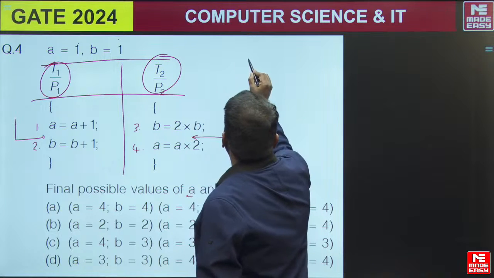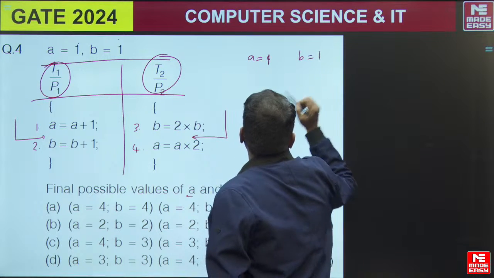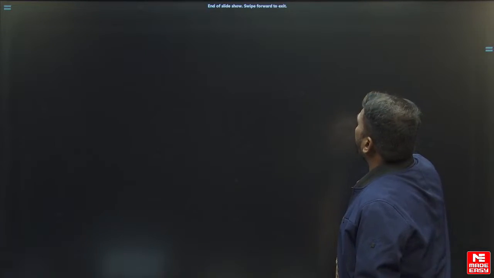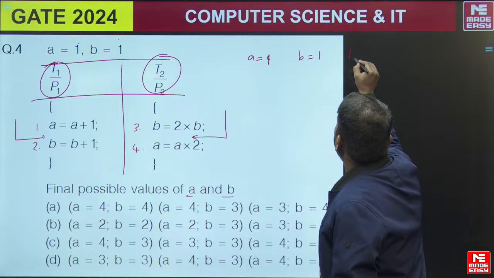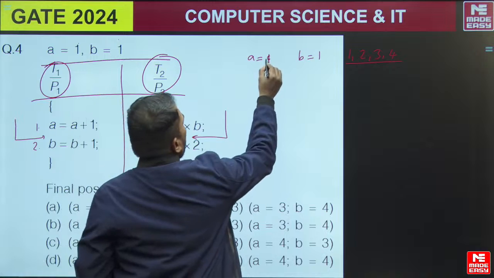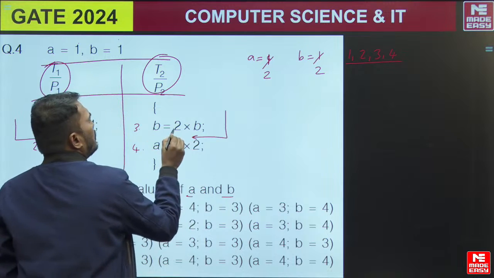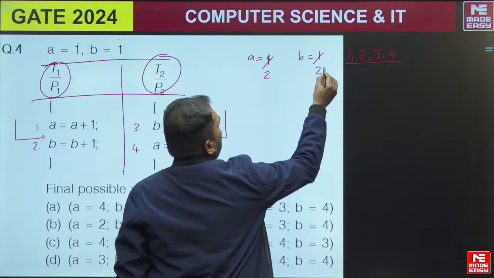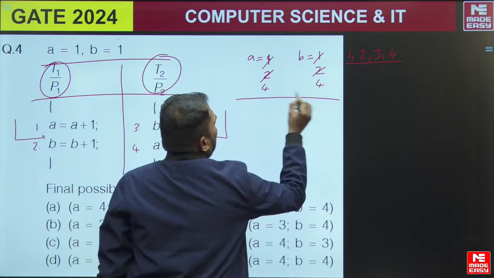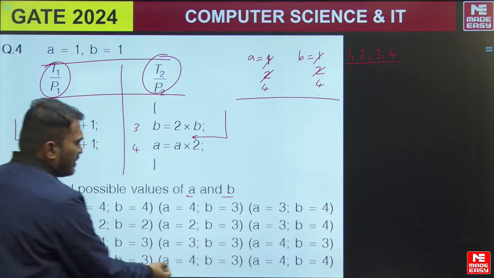Now you try all combinations. Let's say the initial value a equal to 1, b equal to 1. Now you try all possibilities. Say first 1, 2 and 3, 4, so I am executing in this order: 1, 2, 3, 4. If I execute in this order, a equal to a plus 1, so this becomes 2. b equal to b plus 1, so this will become 2. Next, b equal to 2 into b means 2 into 2, indirectly 4, and a equal to a into 2, so 2 into 2, that is 4. So a equal to 4, b equal to 4, the final value combination is possible, right? Check it out. So option A is possible and option D is also possible.